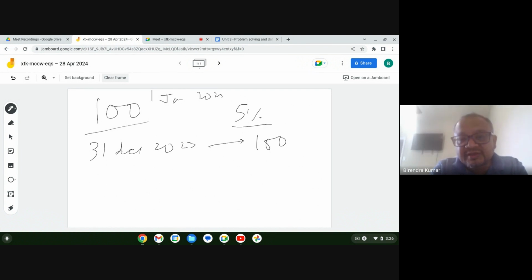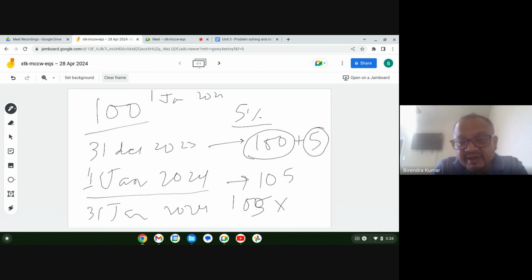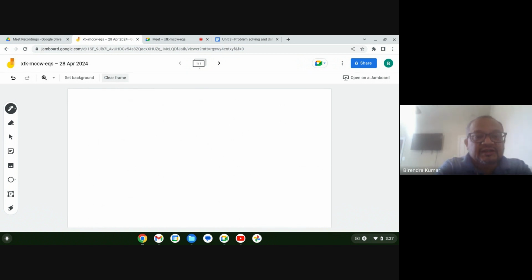So 100 plus 5. Now on the 1st of January 2024, how much money do I have deposited in the bank? The 100 that I had given before, plus $5 that they gave me as interest for the first year. So my total money is 105. Now on 31st December 2024, they will give me 5% interest, so it will be 105 into 5 by 100. This is the interest that they will give me, which will be more than $5 actually. After every year when the interest is calculated, that becomes your principal amount, on top of which the bank gives the interest.